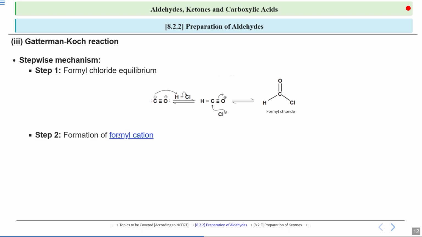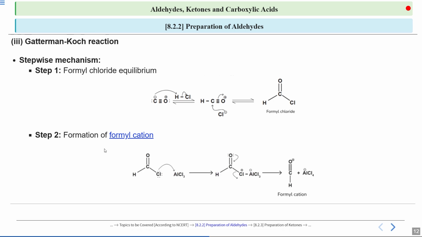Step number 2 is the formation of the formyl cation. This is a positively charged ion. This step is essential for attaching the formyl group to the aromatic ring. The formyl cation is highly reactive, which means it can easily interact with other molecules. In the context of the Gattermann reaction, this reactivity allows the formyl group to attach to the aromatic ring, which forms an aldehyde.